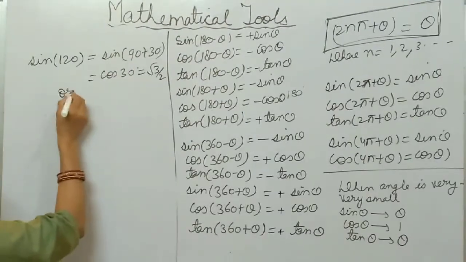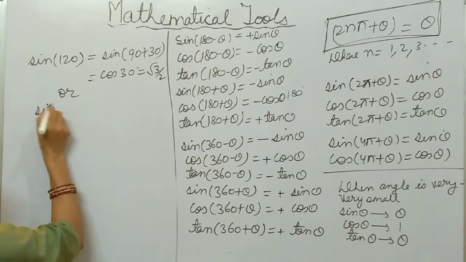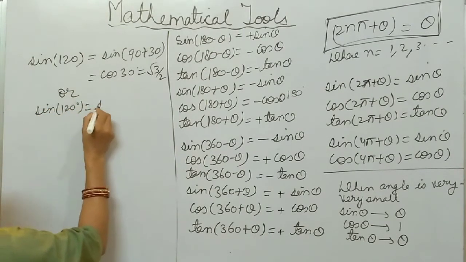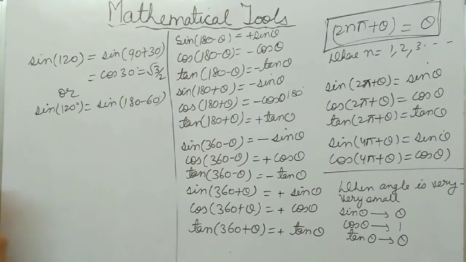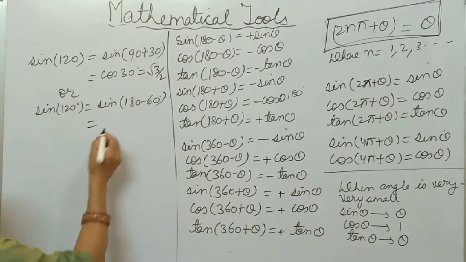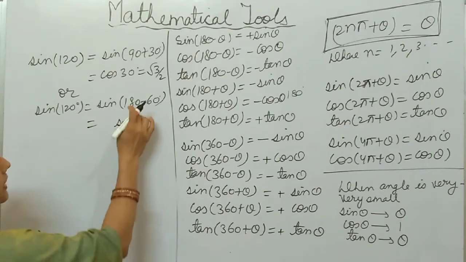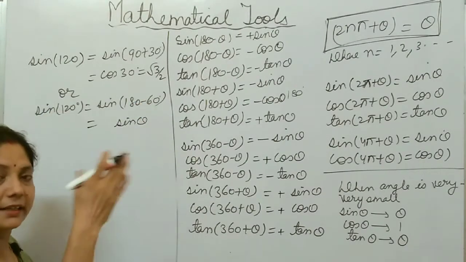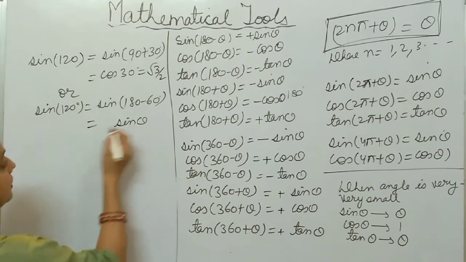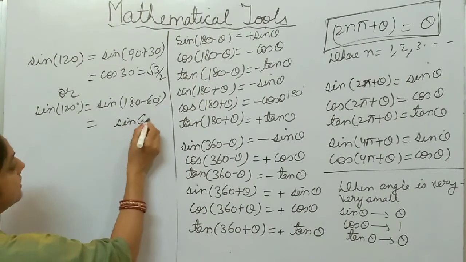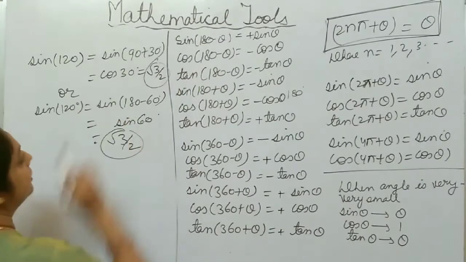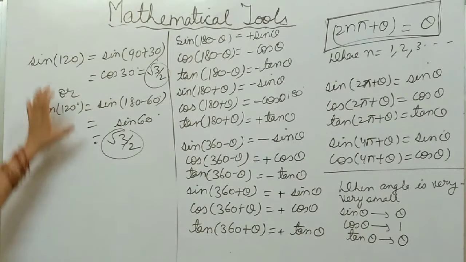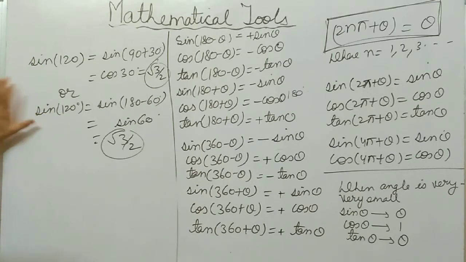You can also write it this way: sine 120 degrees equals sine of 180 minus 60 degrees. For 180, sine remains sine theta. And in which quadrant is it? 180 minus theta is in the second quadrant. In that case also, sine is positive. So it is just plus sine 60 degrees. And sine 60 degrees is also root 3 by 2. So the values remain the same, whichever formula you use. Just remember these tricks, okay?